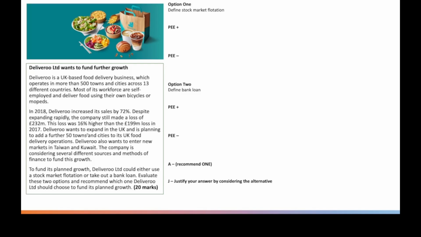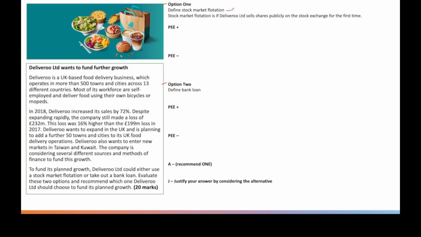So I've put the structure here for you. You wouldn't write the structure down, but you would write, in my opinion, you should write option 1, and then obviously when you get past option 1, write option 2. It just helps you to get on that autopilot mode. Okay, so we're going to start off by defining stock market flotation, and again, you wouldn't write define stock market flotation. You just write the definition for stock market flotation.